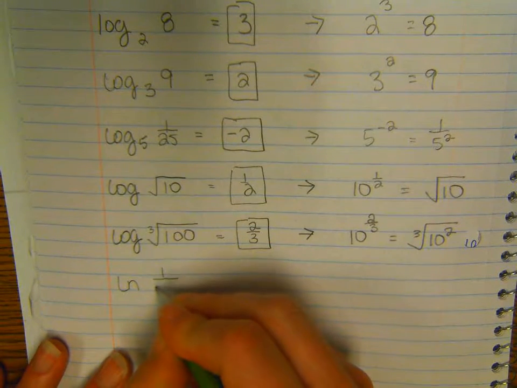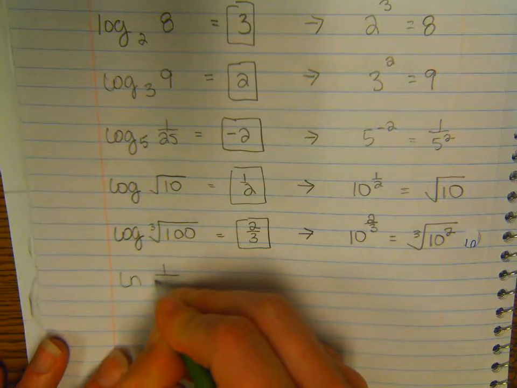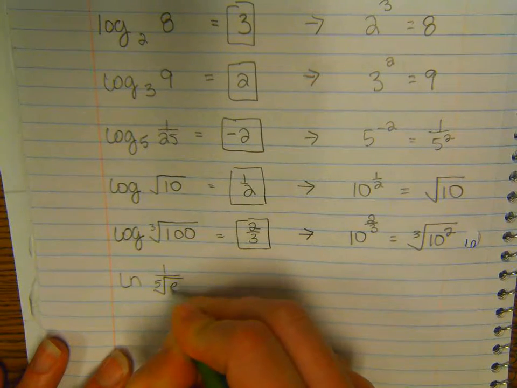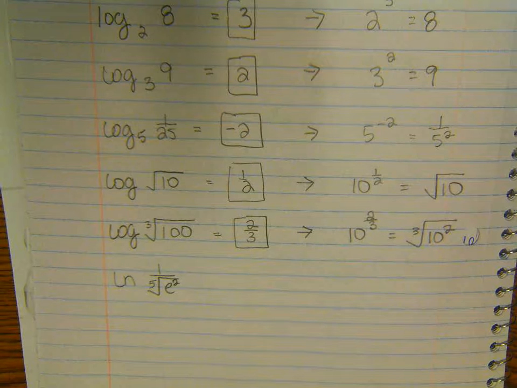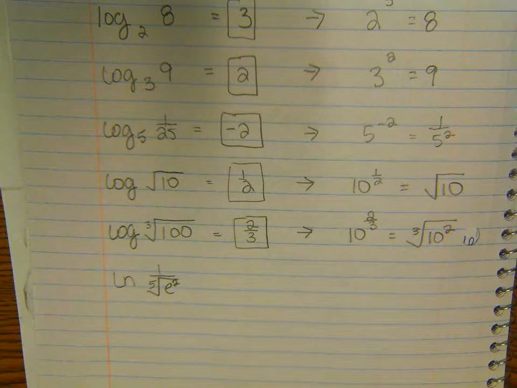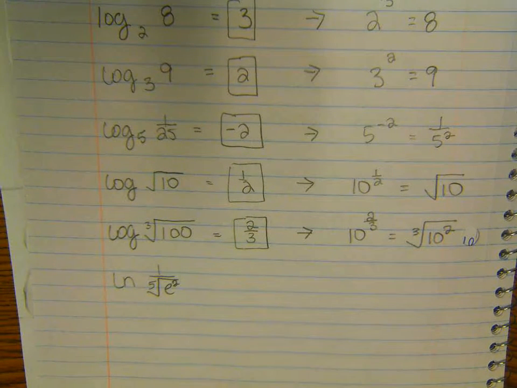Let's do the 5th root of e squared. There's 3 things going on here. Think hard, even though it's only 8:18 in the morning. See if you can get that one. See if you can at least get part of it. You should be able to at least get part of it.